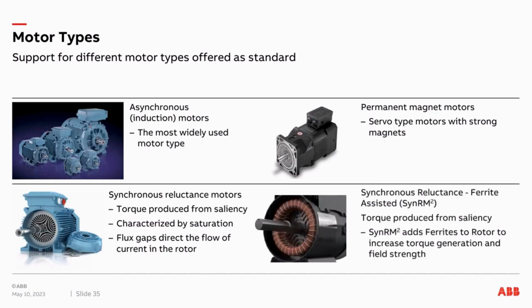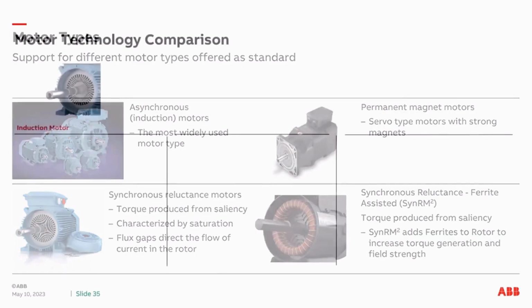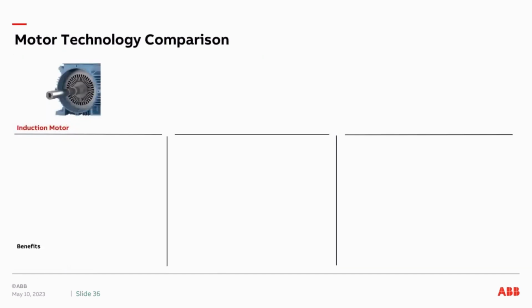Synchronous reluctance ferrite-assisted motors, or SyncRM2. Torque is produced through saliency, just like the synchronous reluctance motor, but the synchronous reluctance squared adds ferrites to the rotor to increase the torque generated and the field strength. So let's review quickly an induction motor.